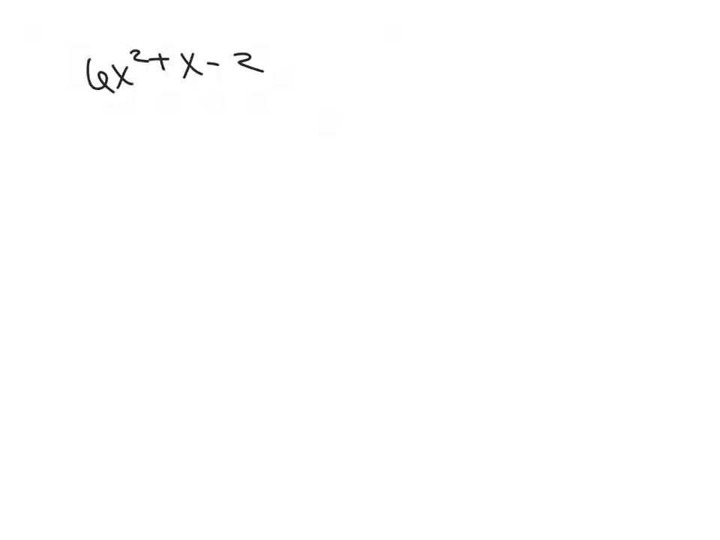Alright, so there's your equation. You're going to put it in the right order, like we have there. And then you're going to take this number in front here times this number and its sign. So we're going to get -12, and we're going to put it over there. Alright, so now what I'm looking for: two numbers multiplied together give me -12, added together give me 1.